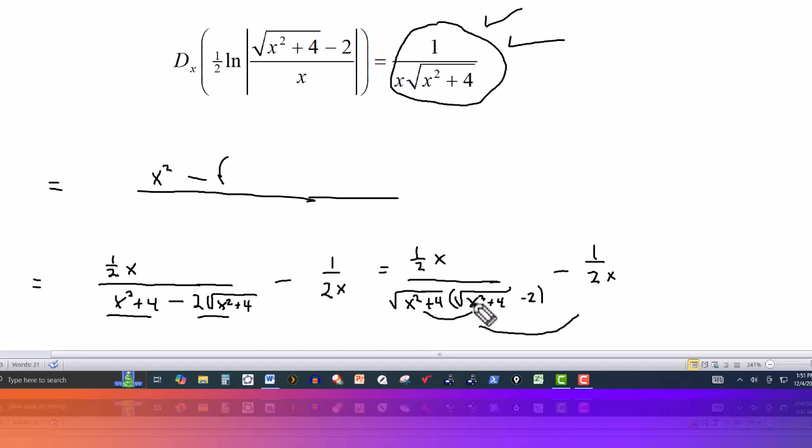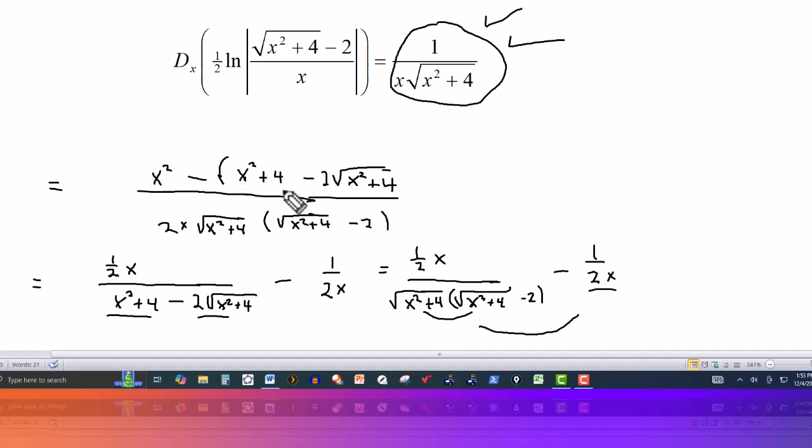And then I'll re-multiply this out, and this will come out to x squared plus 4 times the square root of x squared plus 4 multiplied by the minus 2, so it'll be minus 2 square root of x squared plus 4. And for the denominator, it'll just be this denominator multiplied by this one. So I'll have a 2x here, and this will be the square root of x squared plus 4, multiplied by the square root of x squared plus 4 minus 2.